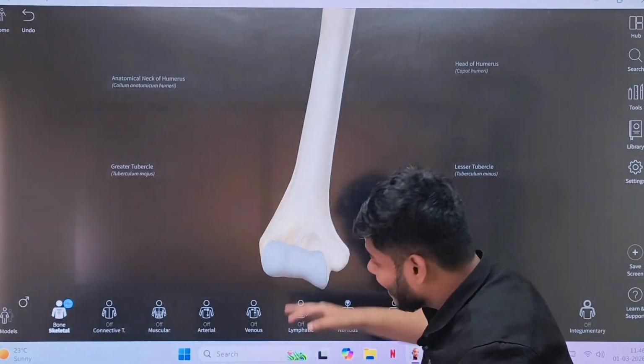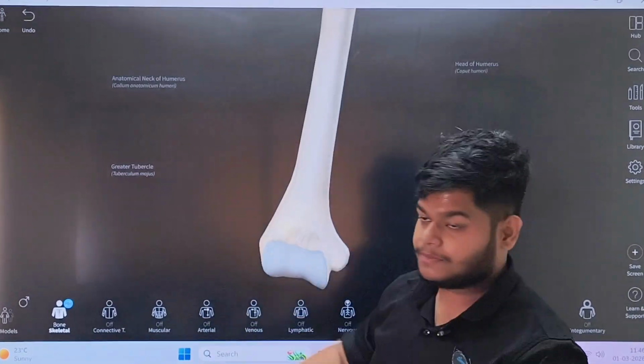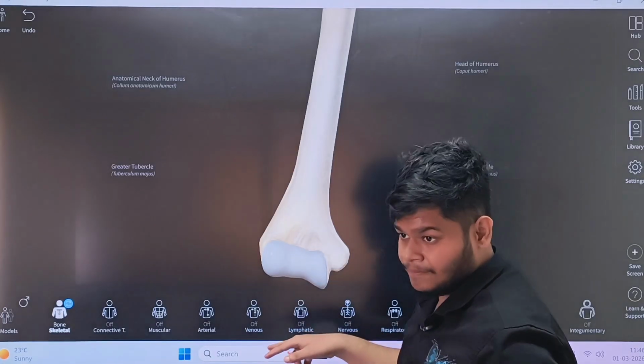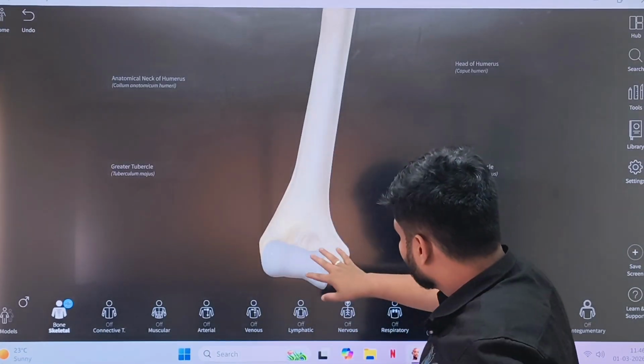Here there is a trochlea. In Latin, trochlea means pulley. In mechanics, you have studied the pulley systems, that pulley. So this pulley is present on the ulnar side. Okay, so it is called the trochlea.